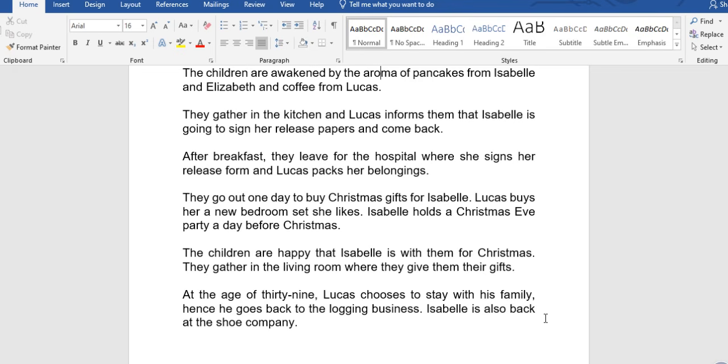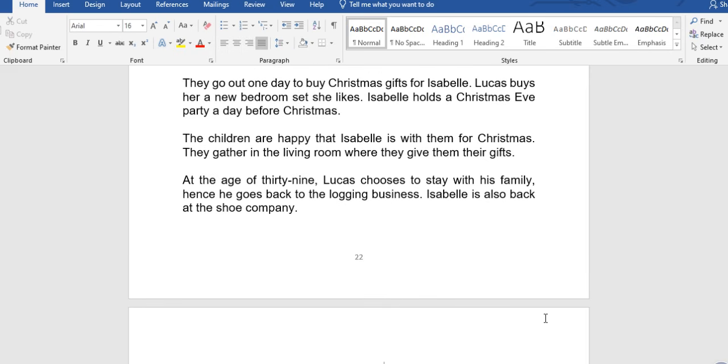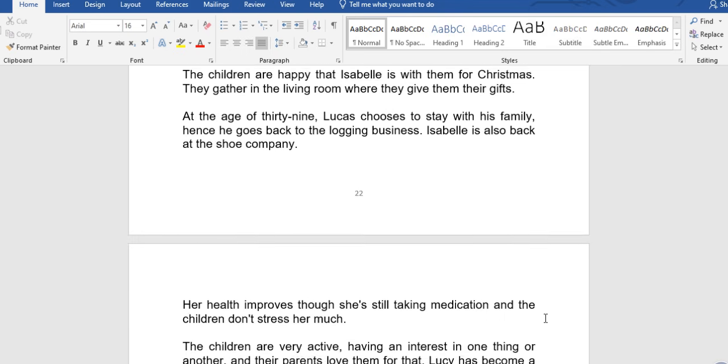Isabel hosts a Christmas Eve party a day before Christmas. The children are happy that Isabel is with them for Christmas. They gather in the living room where they give them their gifts. At the age of 39, Lucas chooses to stay with his family. Hence, he goes back to the logging business. Isabel is also back at the shoe company.